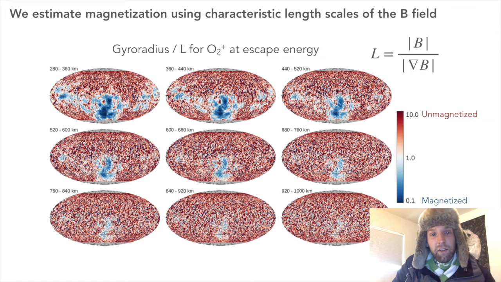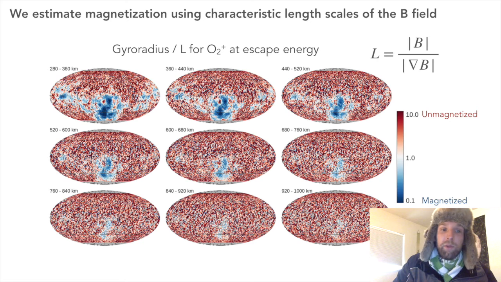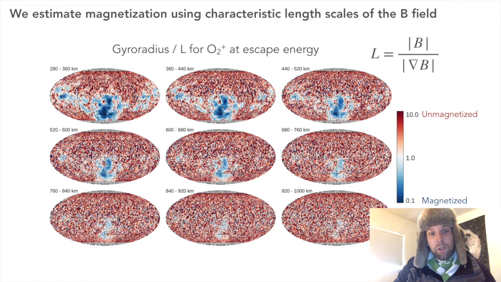To get that length scale, I'm taking the magnitude of the magnetic field and dividing it by the magnitude of the gradient of the magnetic field. This length scale L then basically represents how far one would have to travel for the magnetic field to change by 100%, given its current rate of change.